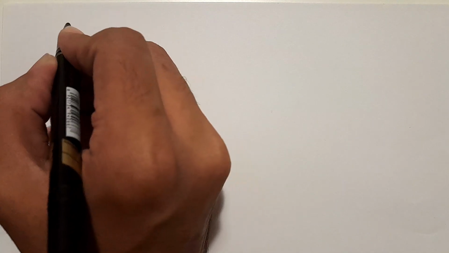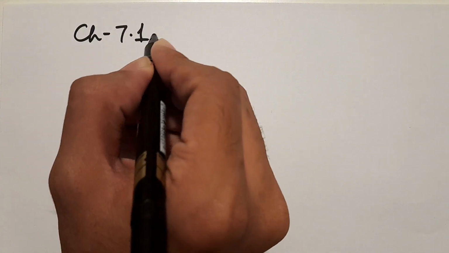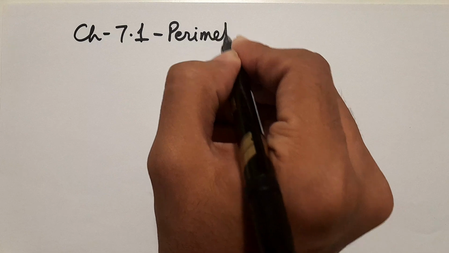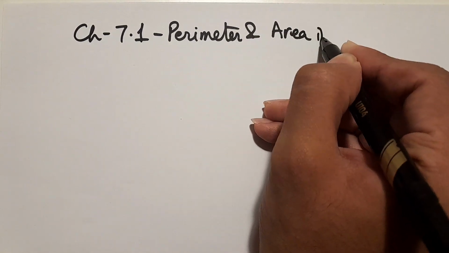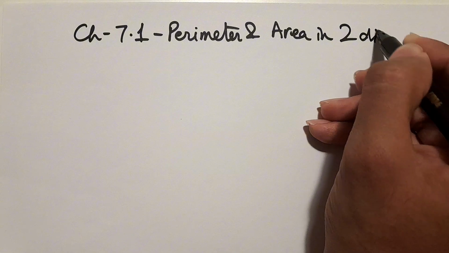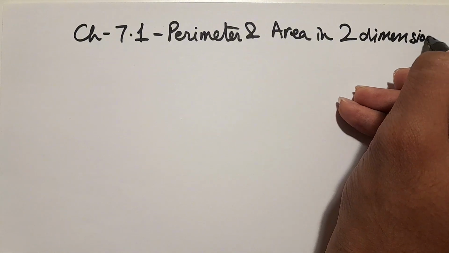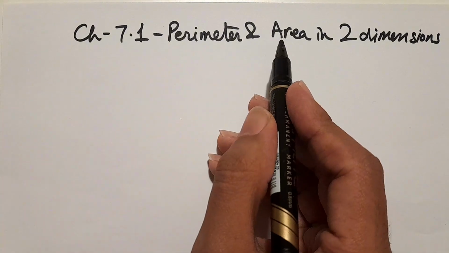So today I'll be explaining what is perimeter and area in two-dimensional shapes and how to calculate them. So this will be chapter 7.1, which will be about perimeter and area in two dimensions. So first of all, what does perimeter and area mean?